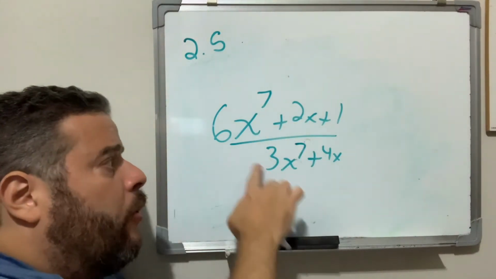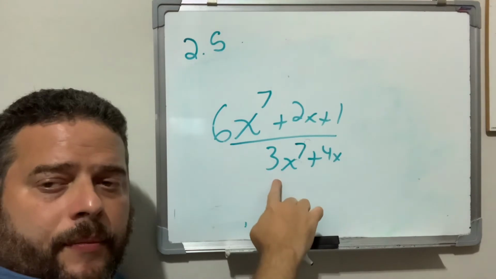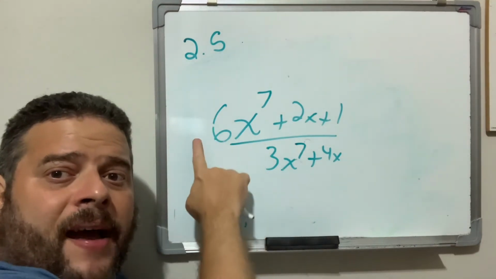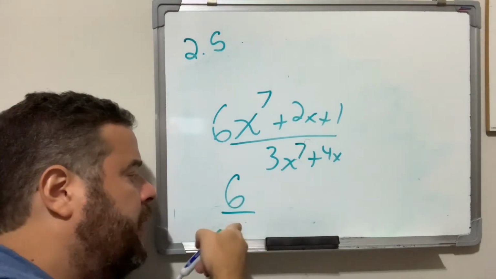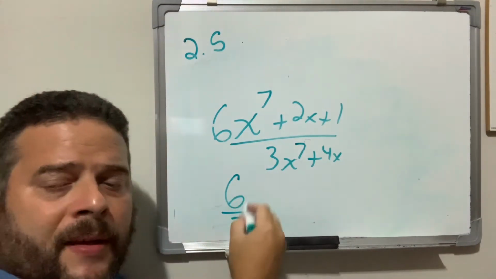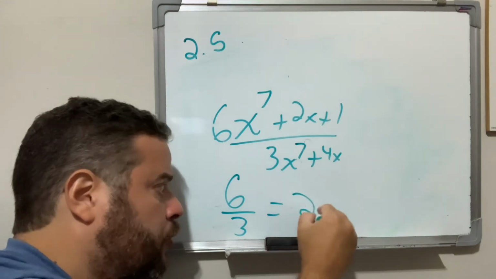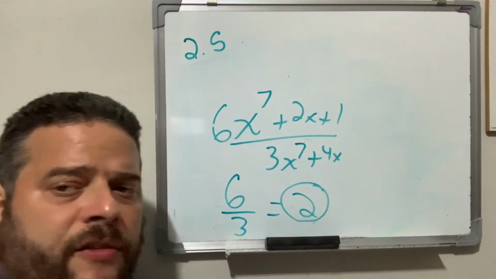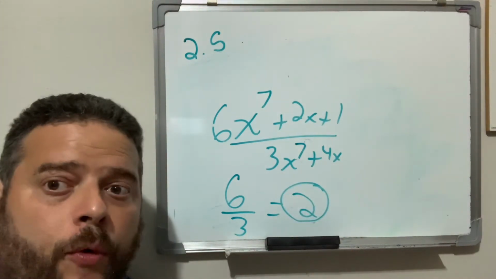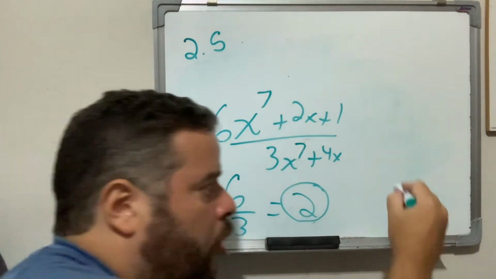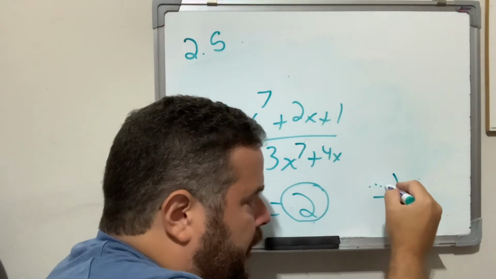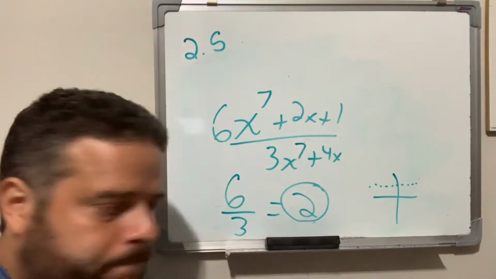Now you start focusing on the coefficients. And all you have to do is divide the numerator's coefficient, which is 6, by the denominator's coefficient, which is 3. 6 divided by 3 equals 2. That answer will tell you where we have a horizontal asymptote when the degrees are identical. The horizontal asymptote will be at 2.